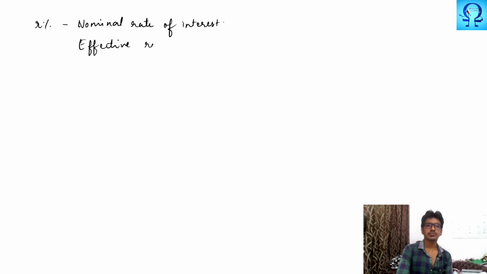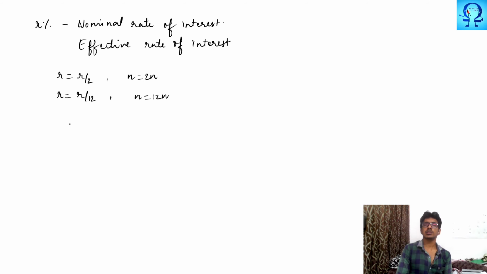When it is compounded half yearly, we replace R with R upon 2, and N will be replaced with 2N. When it is compounded monthly, we replace R with R upon 12 and N with 12N, right? Suppose the interest is compounded 5 times in a year, which means we replace R with R upon 5 and N with 5N. So this is going to take place, right?